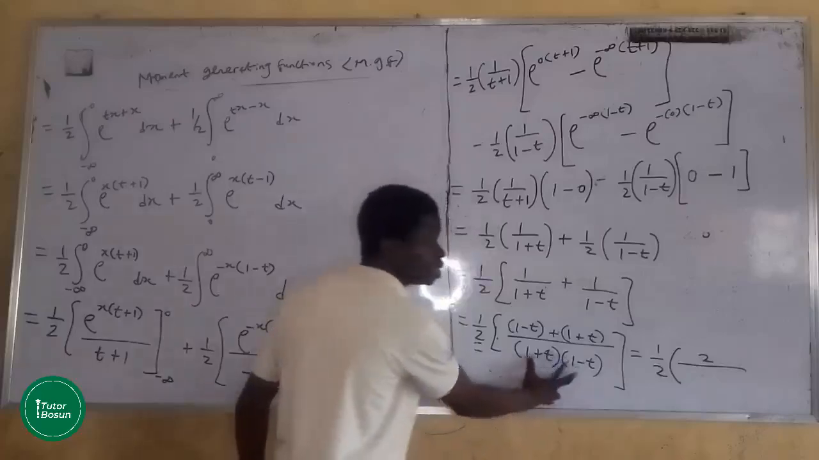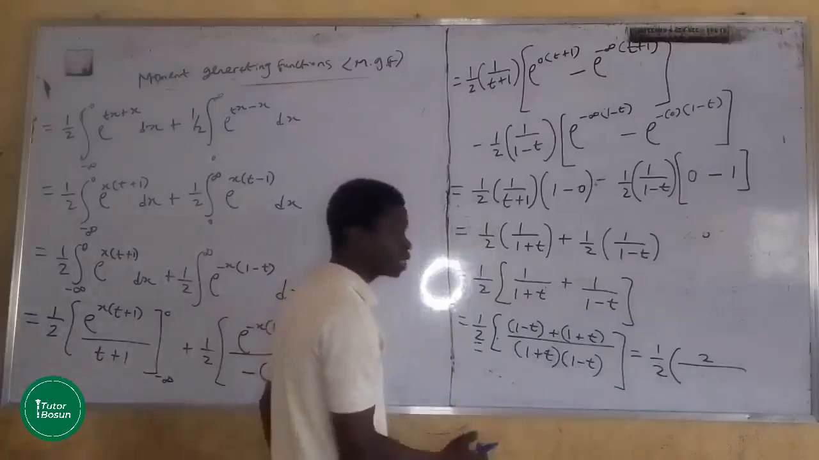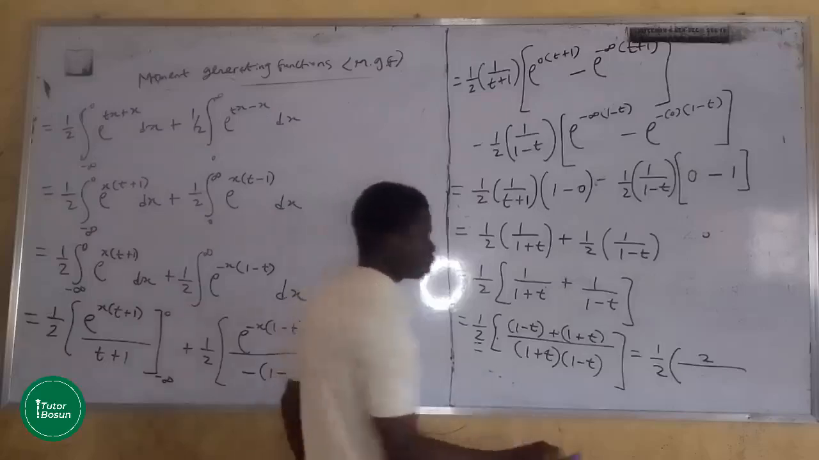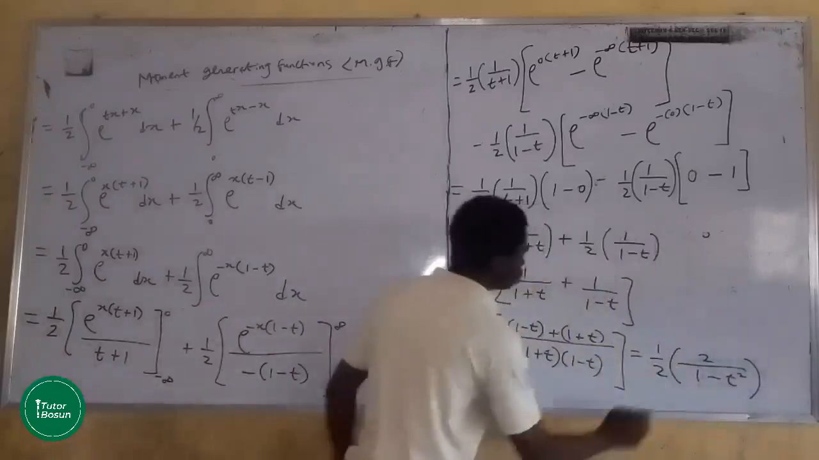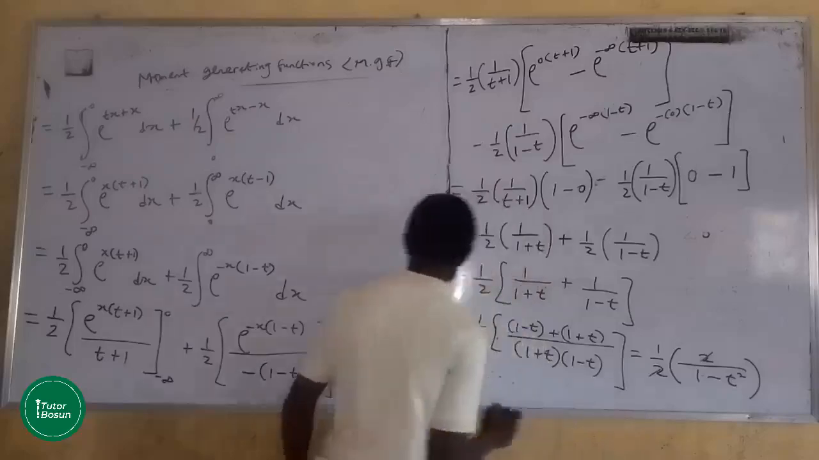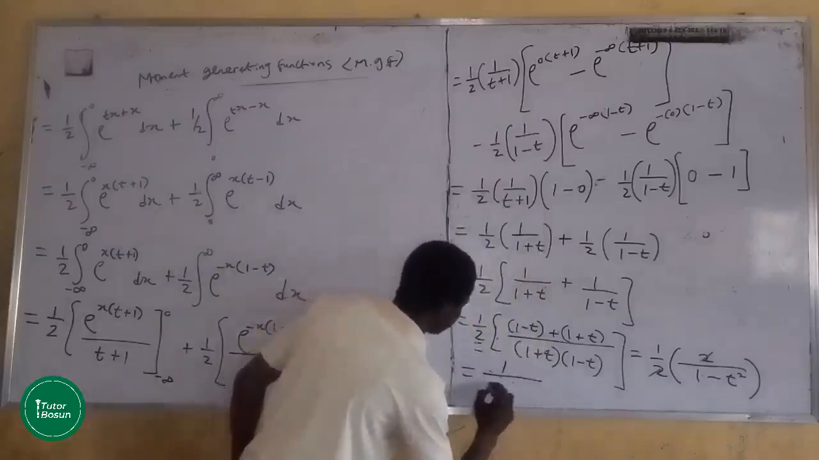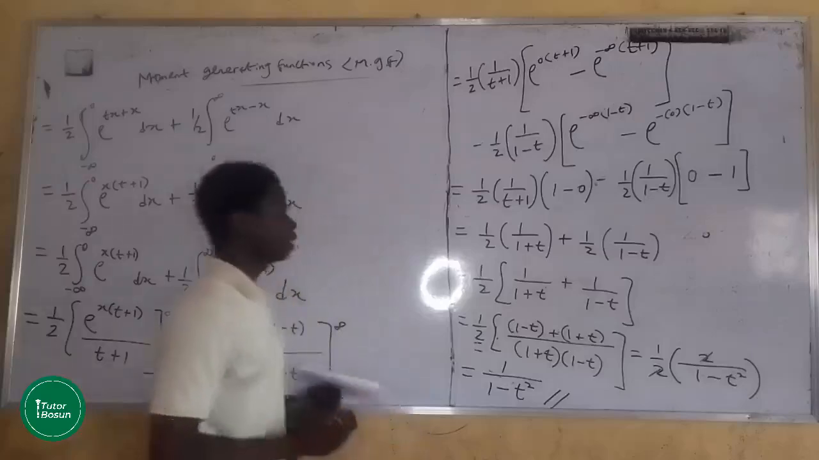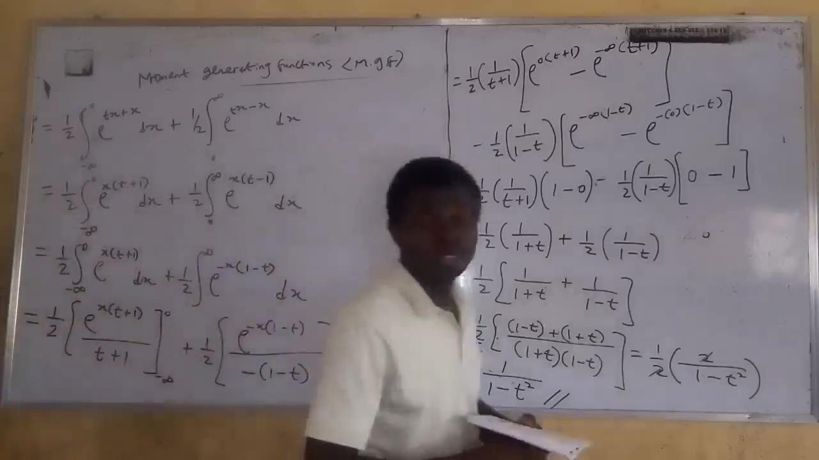Then you can see this is resembling difference of two squares. That's automatically 1 squared minus t squared, and 1 squared is 1. That's automatically 1 minus t squared. 2 cancels 2. So we are finally left with 1 over 1 minus t squared. And that's the answer to that problem.